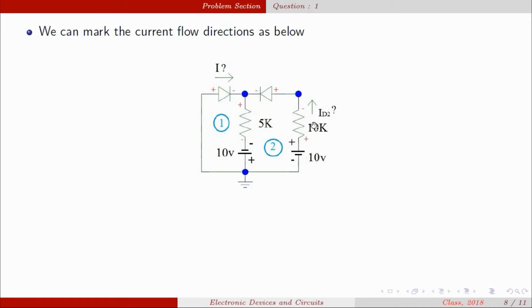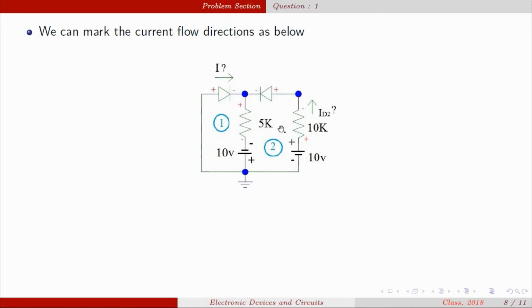So here in this resistor the current flow is from here to here, that is, positive potential to negative. So here we put plus and here minus. It is the same for this resistor, because the currents I and ID2 are flowing through this resistor in the same direction. Now we can write the loop equations.